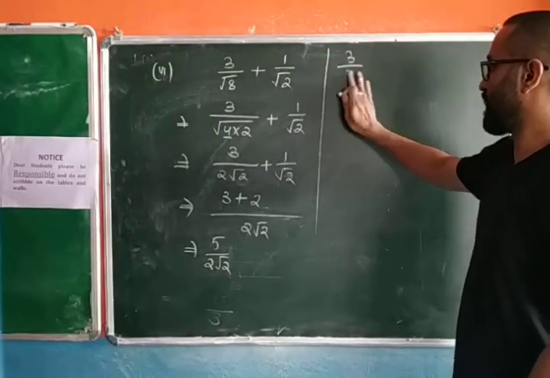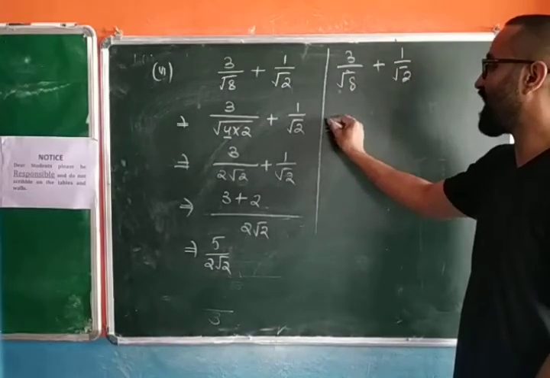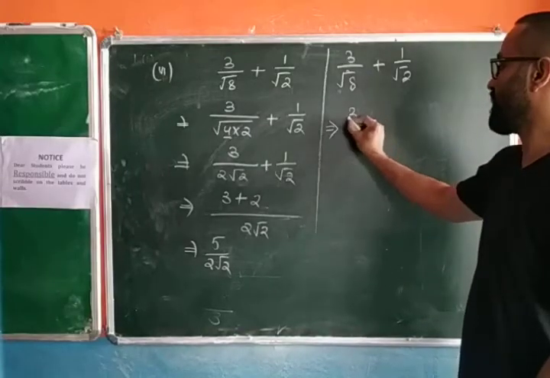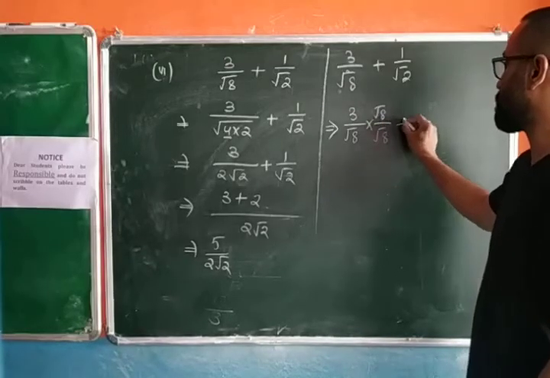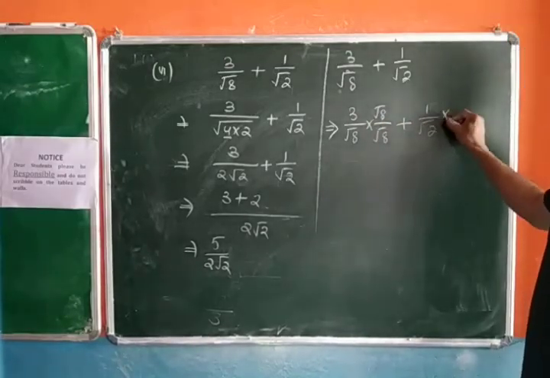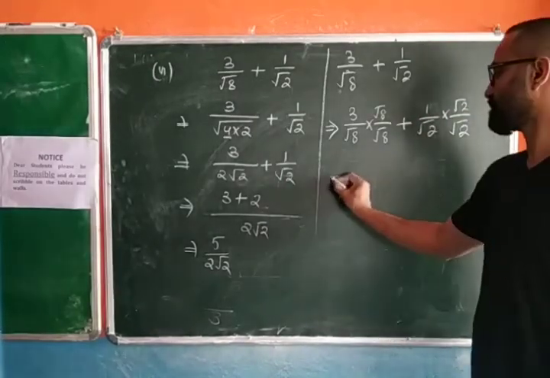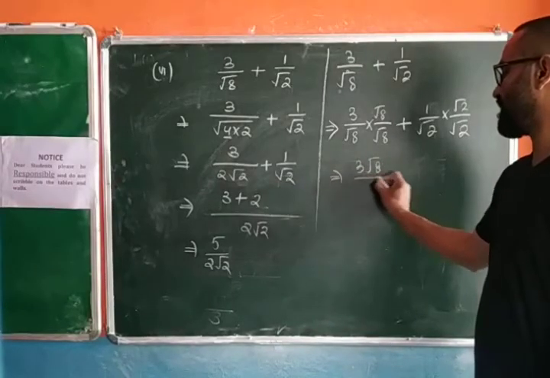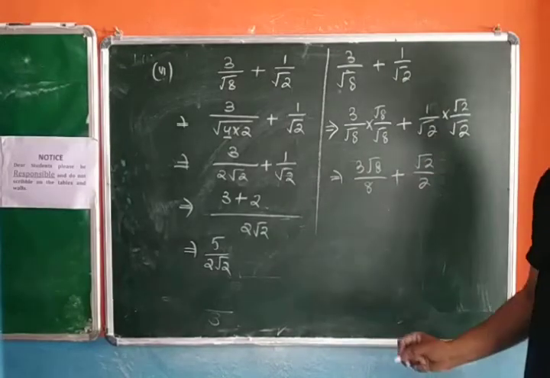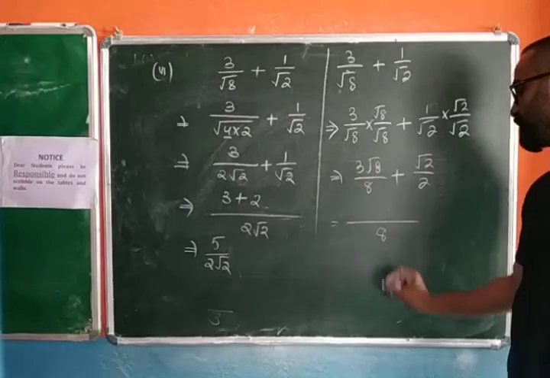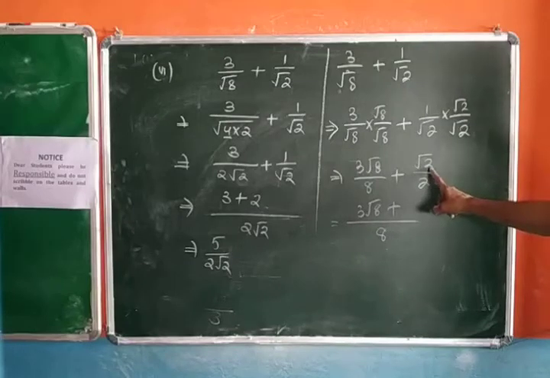3 by root 8 plus 1 by root 2. We rationalize individually. 3 by root 8 multiplies root 8, plus 1 by root 2 into root 2 by root 2. This process is called rationalization. You get 3 root 8 divided by 8 plus root 2 divided by 2. Take the LCM now. LCM is 8. You get 3 root 8 plus 4 root 2.